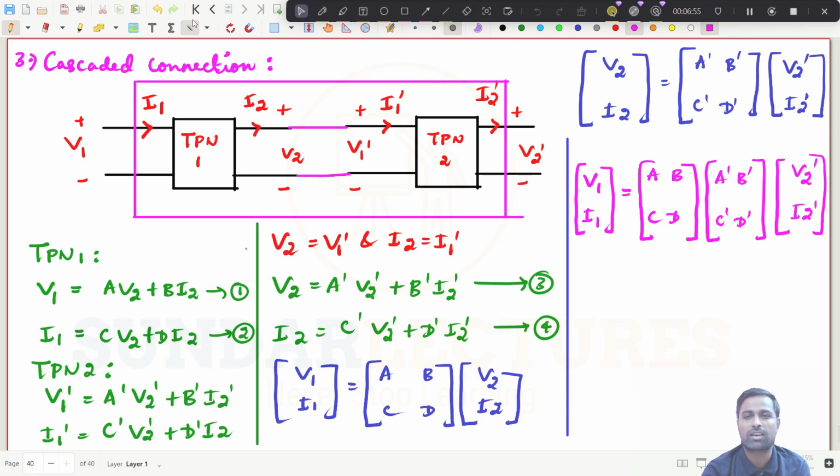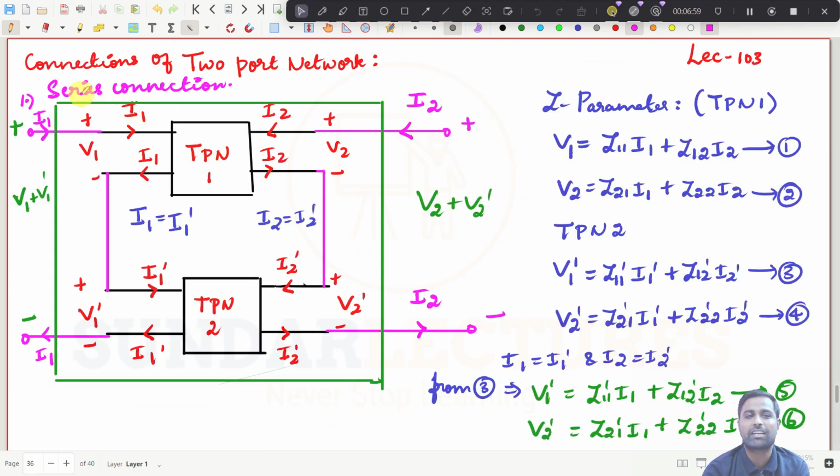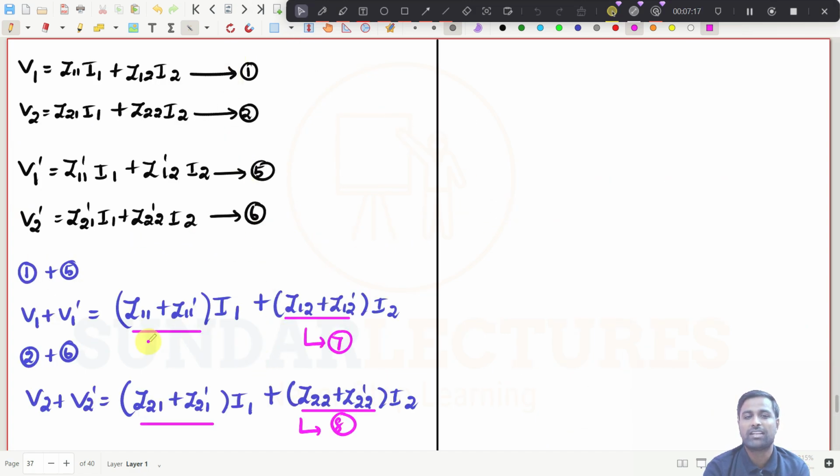Cascaded connections. So what are all the topics we have seen today in this class? We have taken the connections of two-port networks. First, we went for series connection. If it is connected in series, then obviously the current in the two-port networks will be the same, and voltages will be added, so it will be V1 plus V1 dash and V2 plus V2 dash. And then we concluded that the equivalent impedance, that means the Z parameter values, will be added: Z11 and Z11 dash, Z12 and Z12 dash, as well as Z21 and Z22 dash, right?